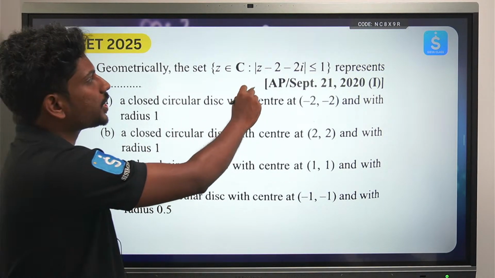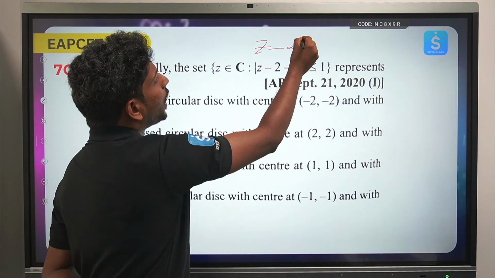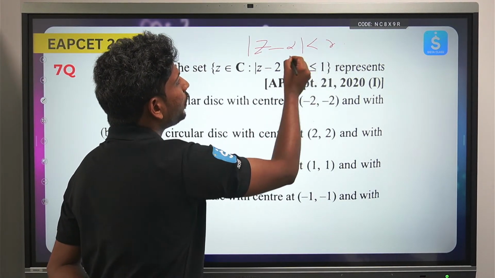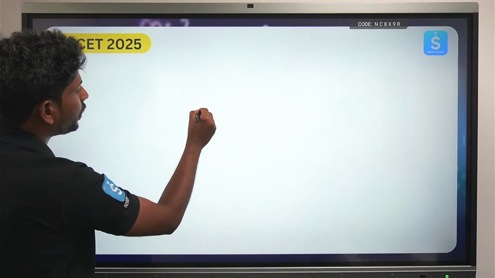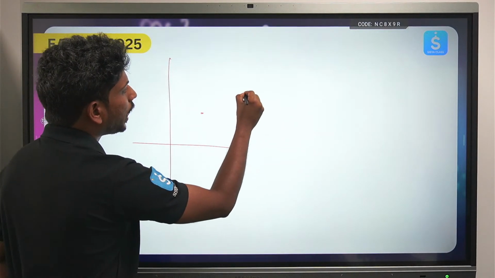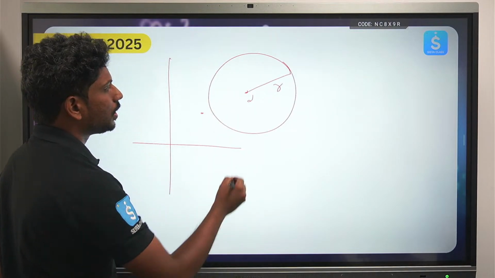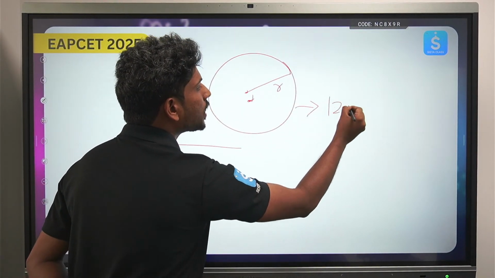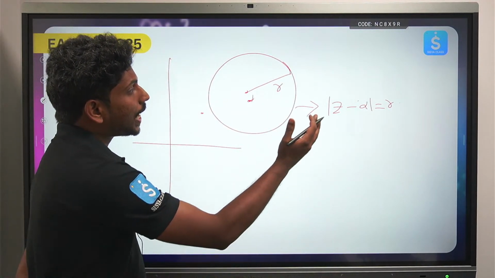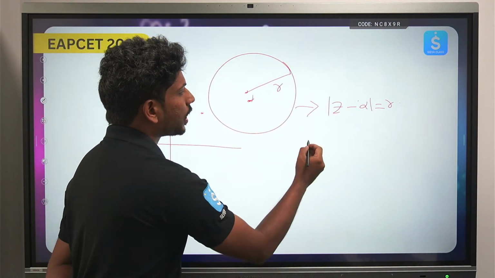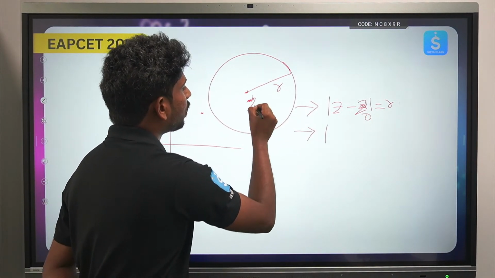A geometrical representation of z minus minus 2i. Whenever you have mod z minus alpha less than some r, it means this alpha is the center of the circle. Let me quickly explain. If there is a point alpha on the complex plane and you have some radius r, you can draw a circle. This circle is represented by mod z minus alpha equals r. If it has an inequality sign, suppose the interior of the circle, then instead of alpha, for the sake of simplicity, I am taking z naught.